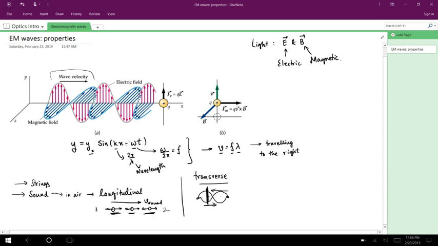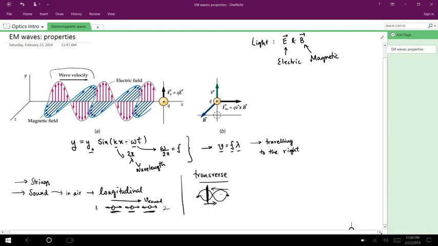So these E and B fields are both perpendicular to each other, and not just that, the propagation direction, the direction of the wave velocity, is perpendicular to both E and B fields. Okay, so if I write the V vector, which is the propagation direction, then these are all perpendicular to each other.